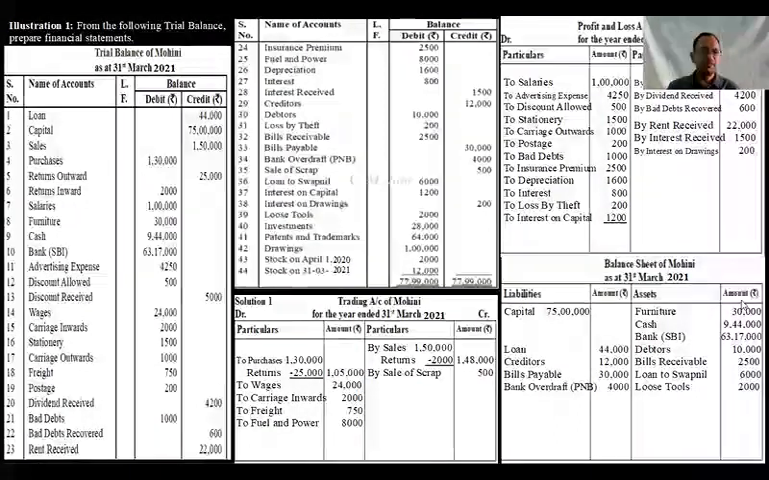Then investments. Investments means the amount we have invested somewhere. So maybe a fixed deposit somewhere, maybe we have bought shares or debentures or bonds of some company. So investments are also assets. They will come in balance sheet asset side. Investments 28,000.